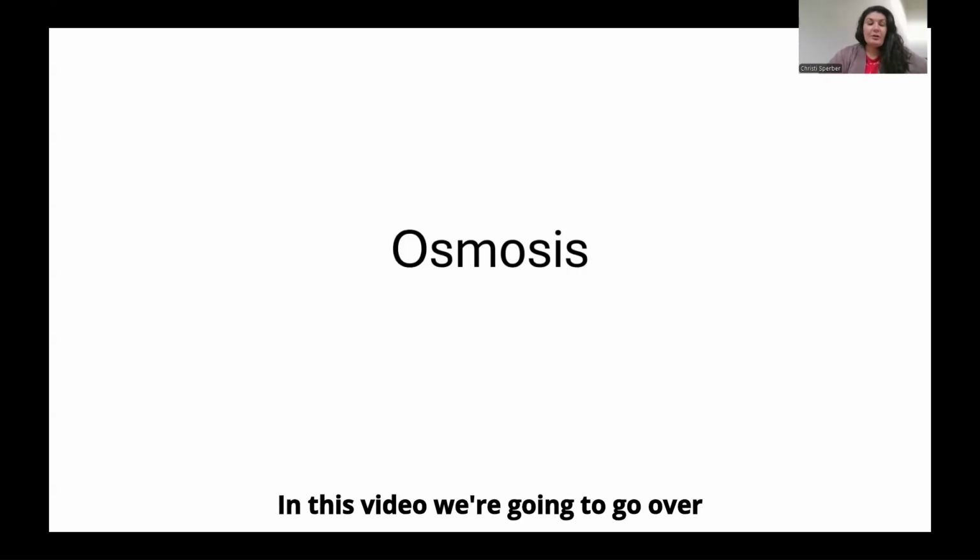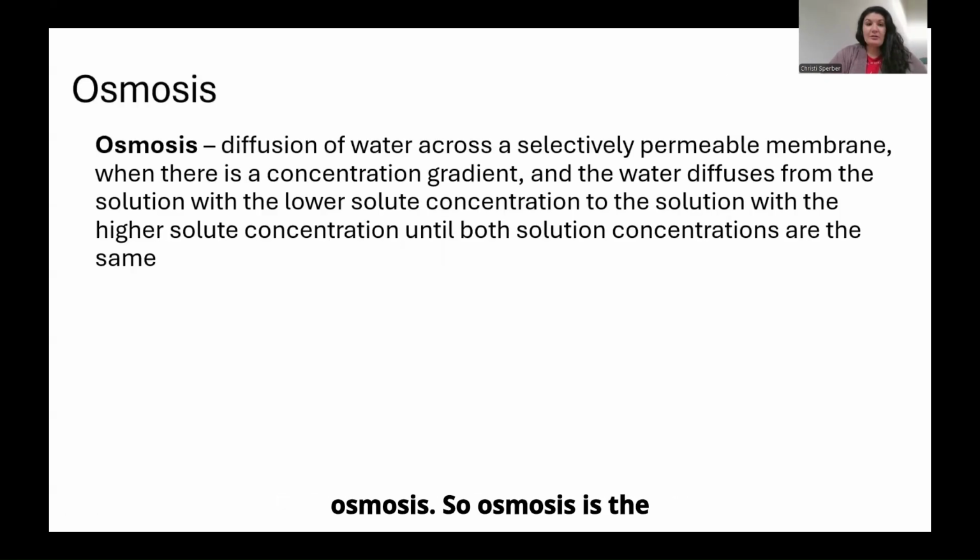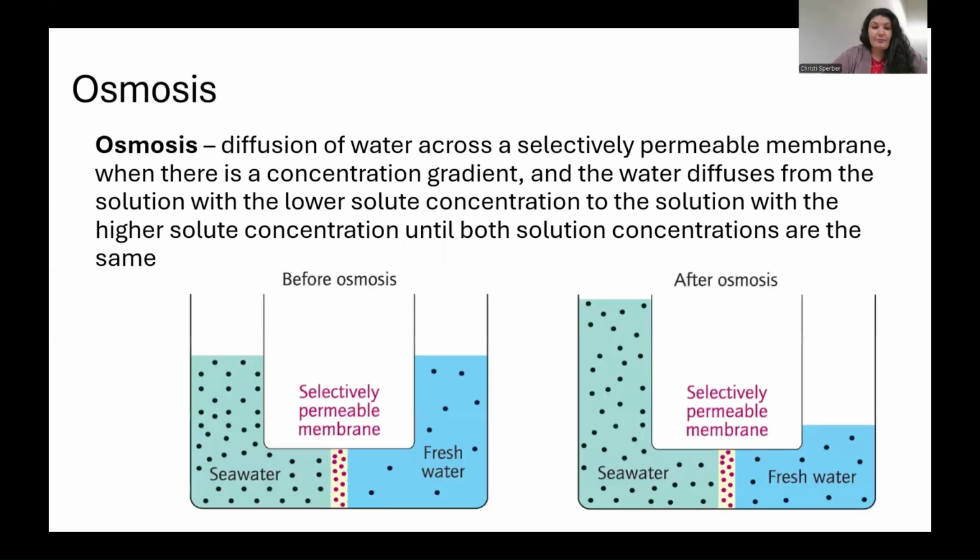In this video, we're going to go over osmosis. So osmosis is the diffusion of water across a selectively permeable membrane when there is a concentration gradient, and the water diffuses from the solution with the lower solute concentration to the solution with the higher solute concentration until both solution concentrations are the same.